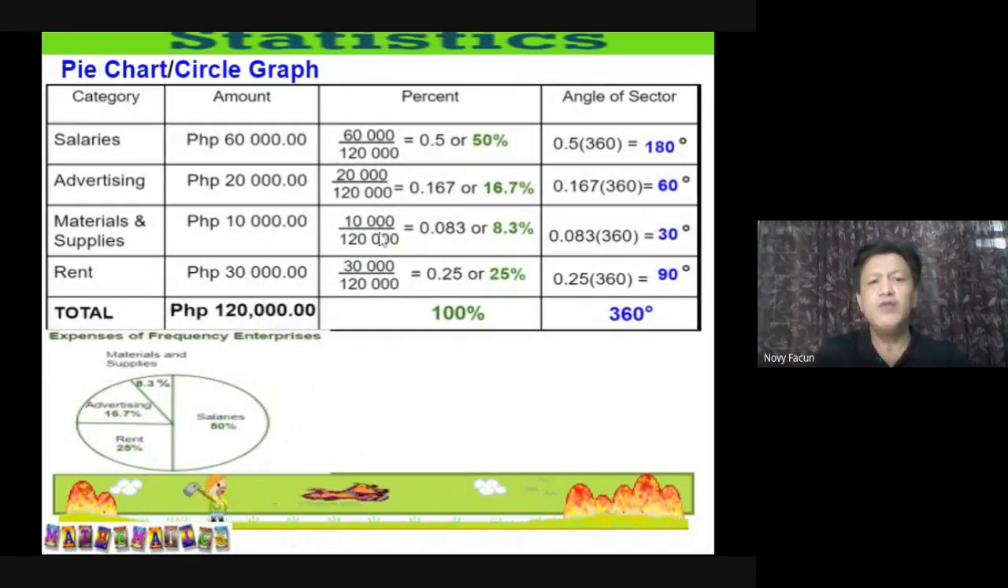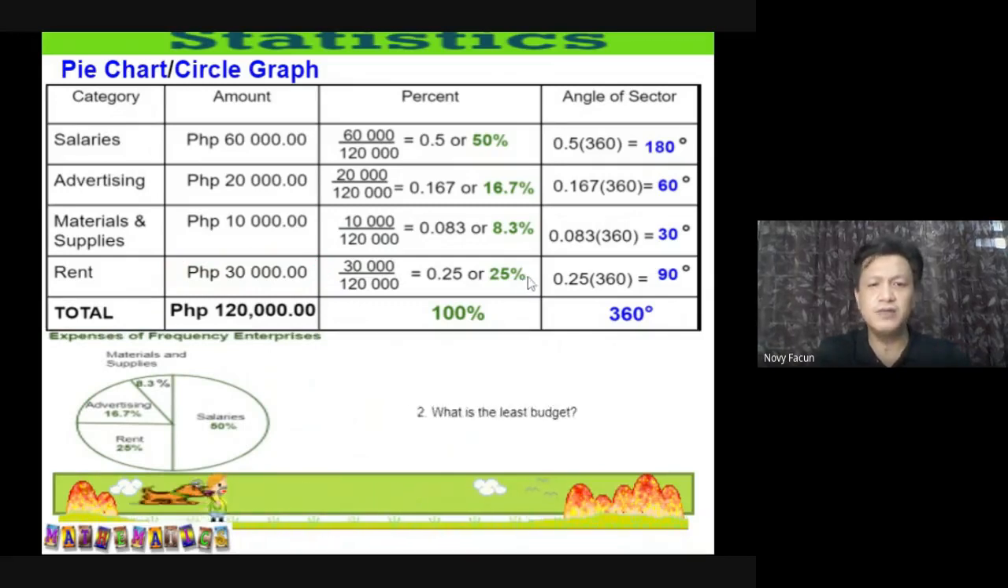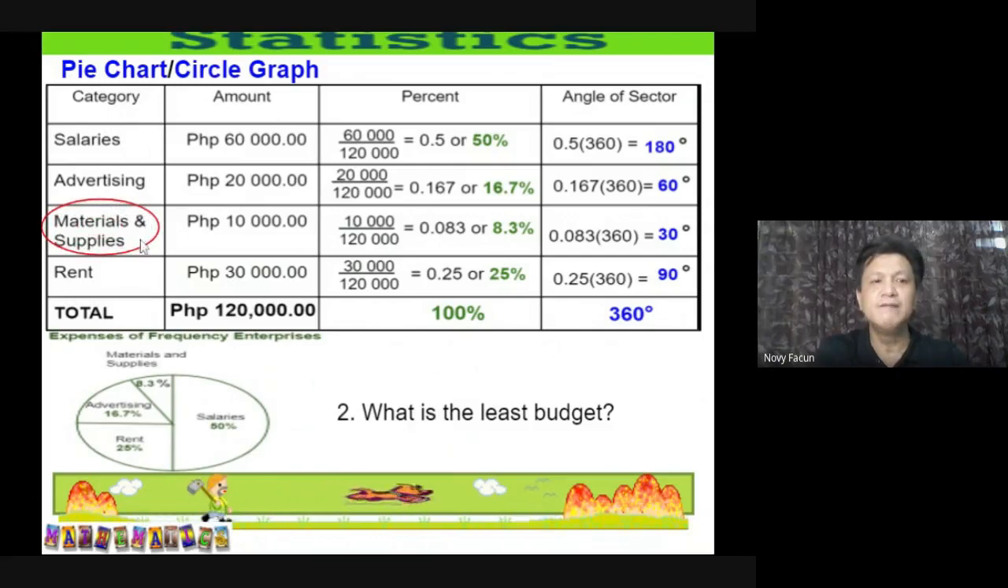Okay, with that, we can now answer the given question. How much money goes for rent? Ilan yung nagagastos nila dyan? Gamit ang pie chart natin dyan or yung table na kung saan nag-compute tayo, that is 30,000. Yun yung nagagastos nila sa rent kada buwan. And then, number 2, what is the least budget? Ano yung pinakamababa dyan? That is materials and supplies. Kasi 10,000 lang yung nagagastos nila.